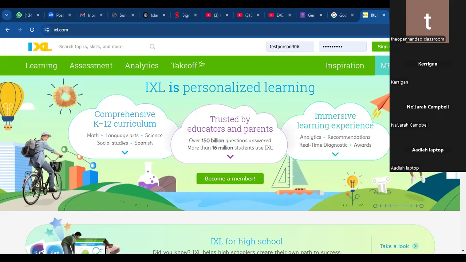There's a way to get on the website. All you need to do is go to the website and tell me what he sees. When you go on the website, what do you see? What website? IXL.com. Go to IXL.com.